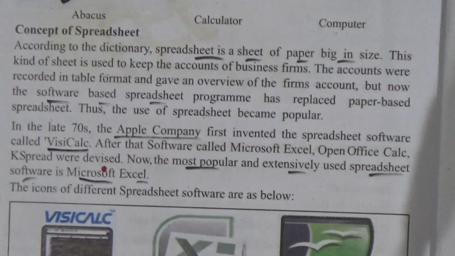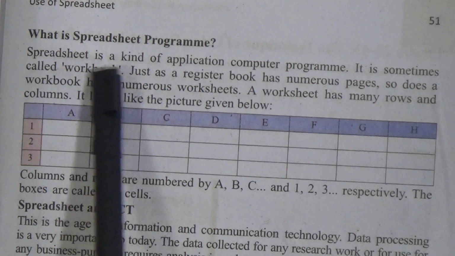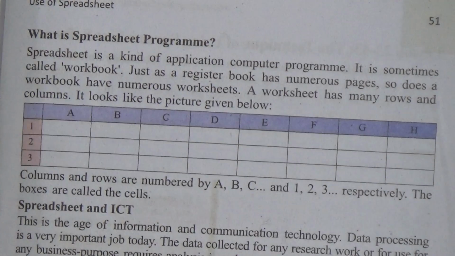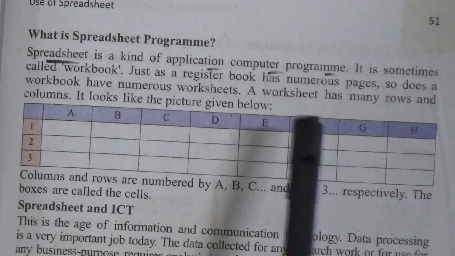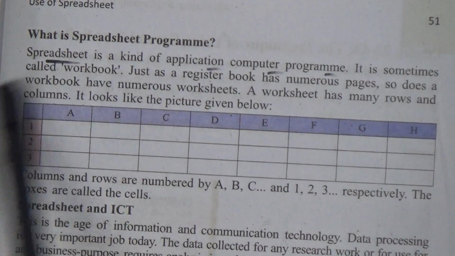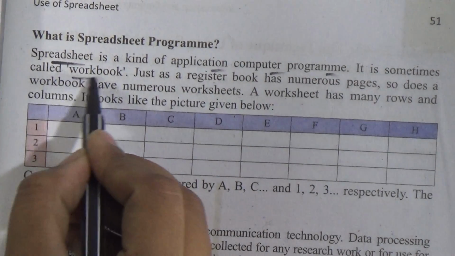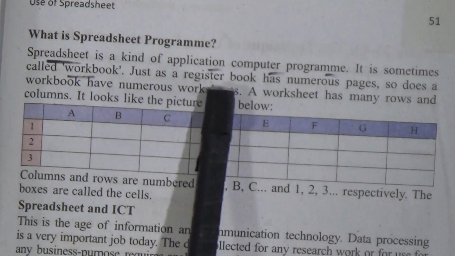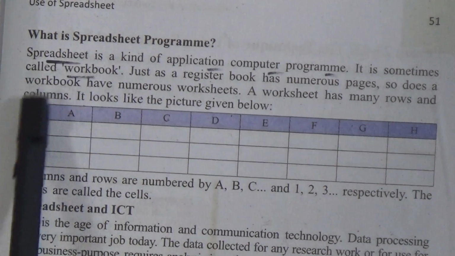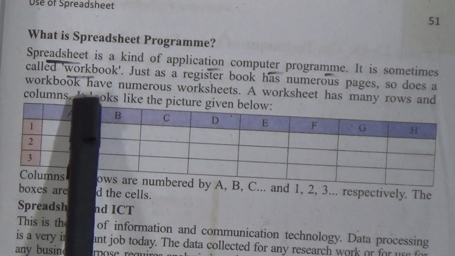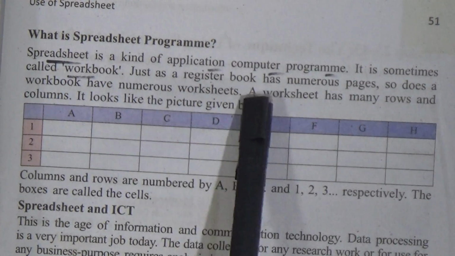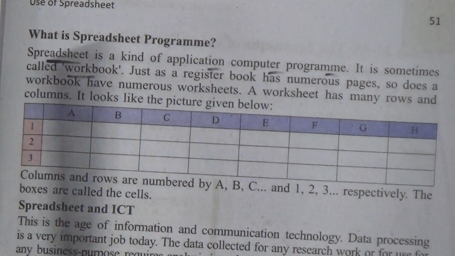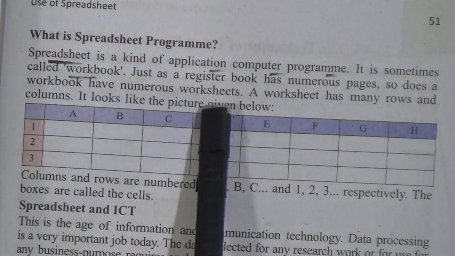Now next page, what is a spreadsheet program? Spreadsheet is a kind of application computer program. It is sometimes called workbook. So you have to carefully note that it is sometimes called workbook or spreadsheet. Just as a register book has numerous pages, so does a workbook have numerous worksheets.